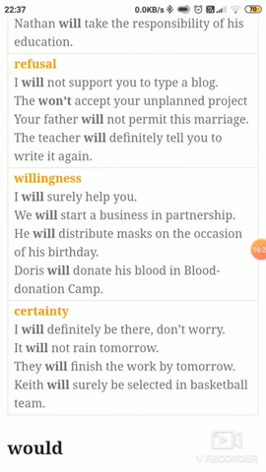Now, certainty. Mostly this type of sentences are being asked in the board exams. I will definitely be there, don't worry. It will not rain tomorrow. They will finish the work by tomorrow. Keith will surely be selected in basketball team.